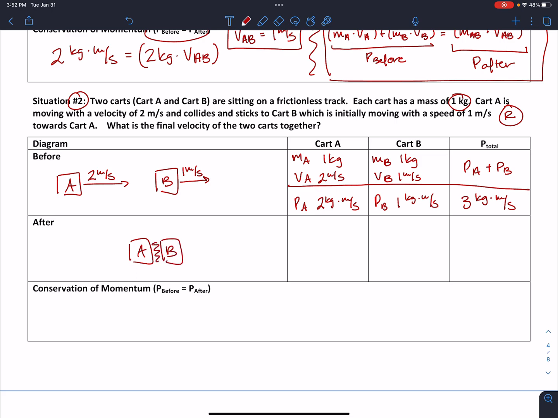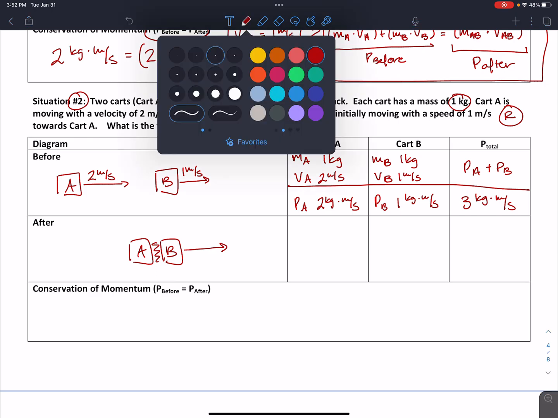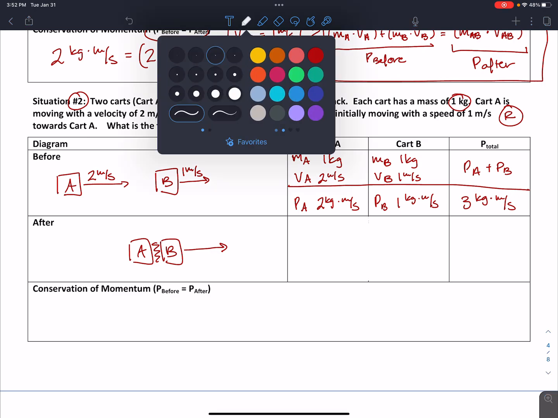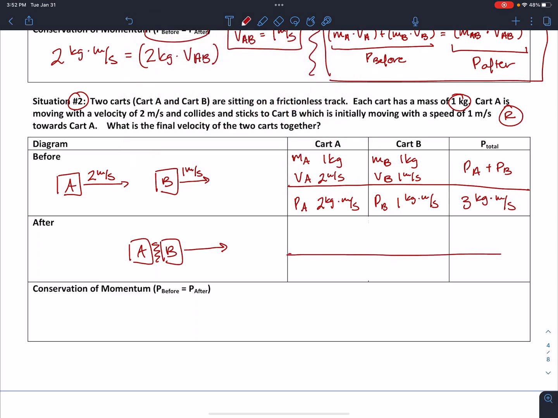Now afterwards, the two carts collide, so A collides with B, and I use that squiggle line to show they're moving together. I'm going to assume they're moving in this direction, but we'll see. They should be. We do the same thing that we did before. We're going to treat this, instead of as two separate entities, as one thing. This is going to be AB. So the mass of AB is the sum of the two, so that's 2 kilograms. And the velocity of AB is our unknown, all right? So the total momentum is just going to be the momentum of AB.